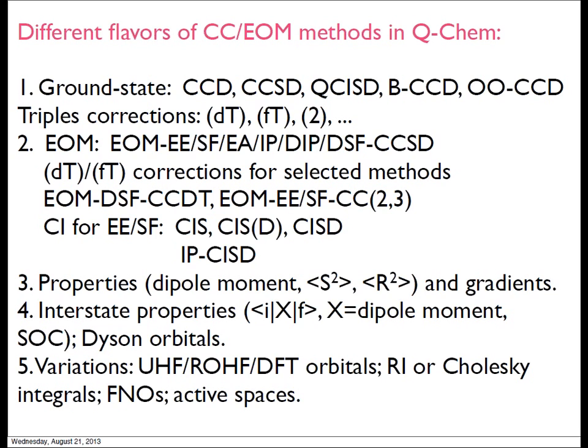Another very often used variation would be using RI or Cholesky representation for integrals for enhanced performance, and this is again available in some methods, but not all of them, and that has a significant effect on how calculations are performed. Again, it could be completely different code. Things like active space selections, frozen natural orbitals, and so on.